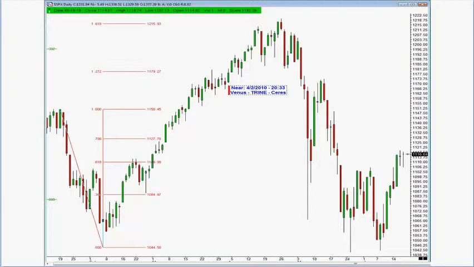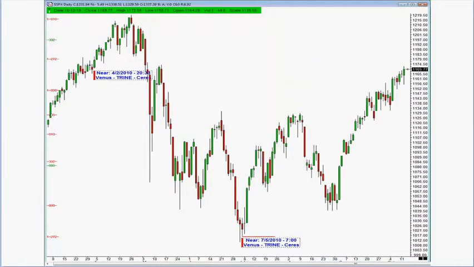Here we've got Venus trine Ceres back into April 2nd, and then how about the July 5th, 2000 time frame? Look at how that picked out the low, almost to the day. So that is with regard to our aspects of Venus trine Ceres.